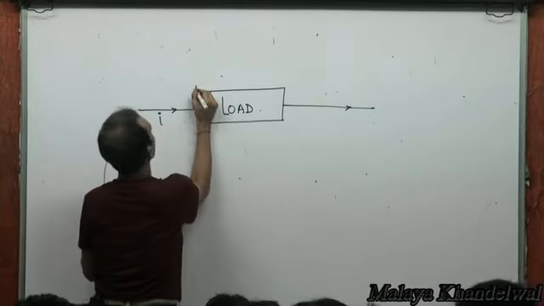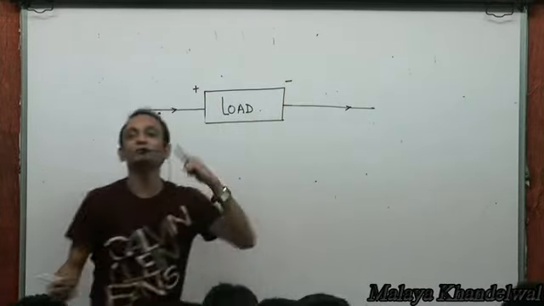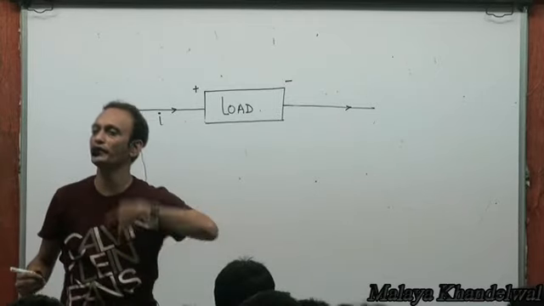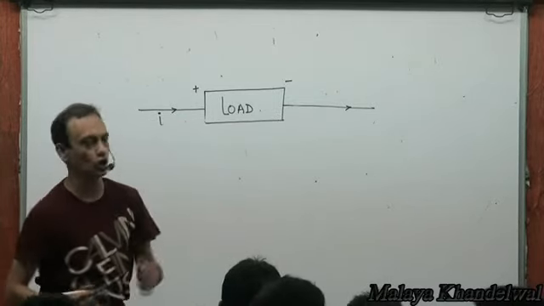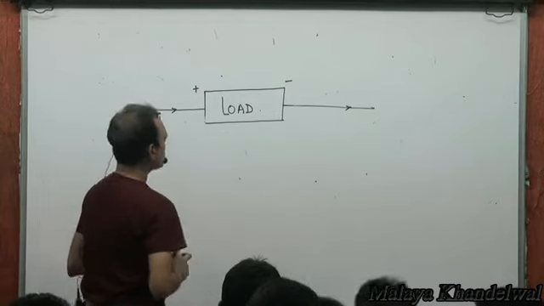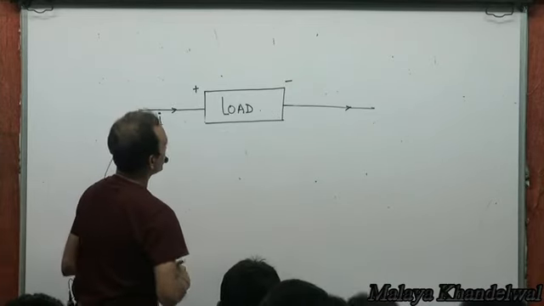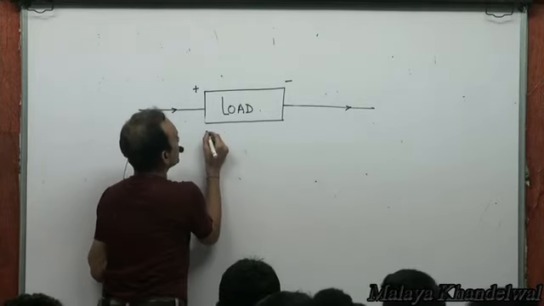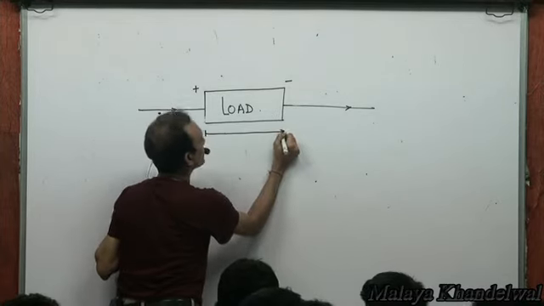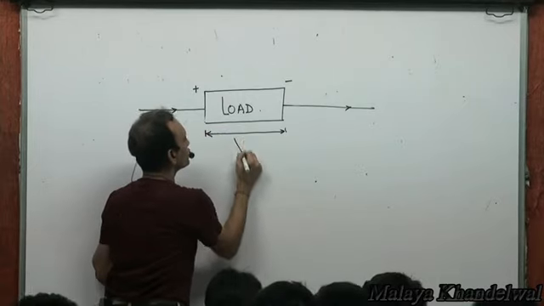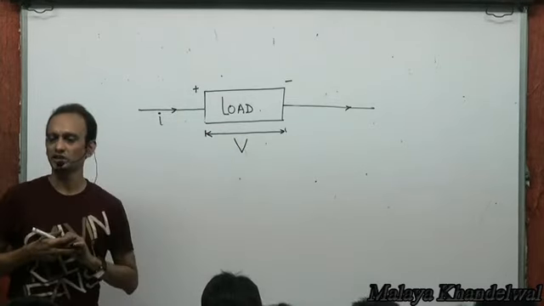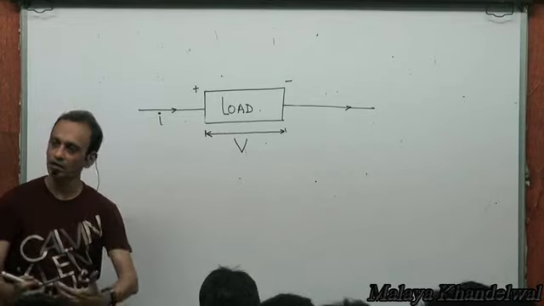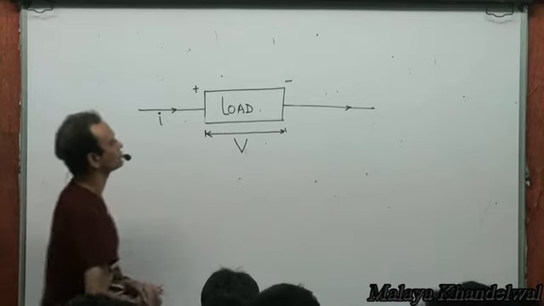In the direction of the current, the potential will drop. Say the potential drops by an amount V when a current I flows through this load.